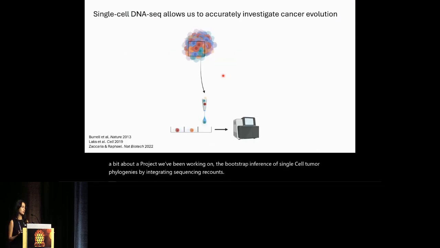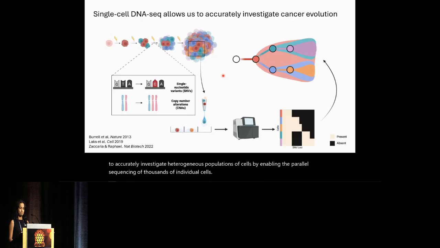So, as I'm sure all of you appreciate, recent single-cell DNA sequencing technologies allow us to accurately investigate heterogeneous populations of cells by enabling the parallel sequencing of thousands of individual cells. And a key application of this technology is in investigating cancer.